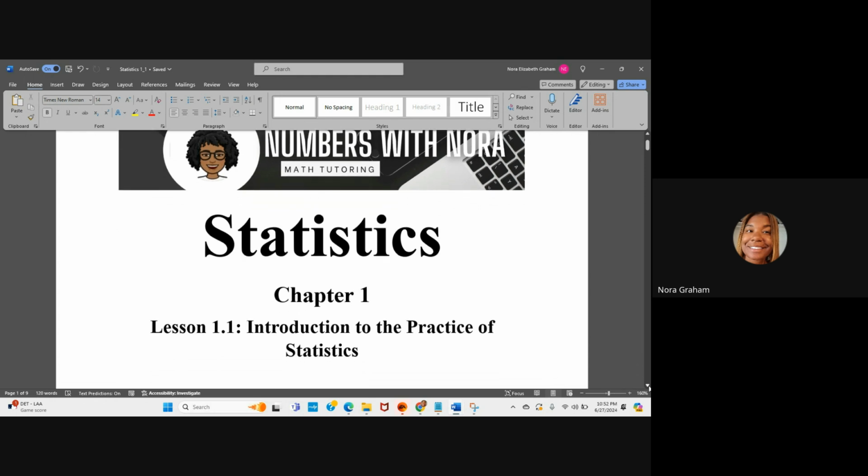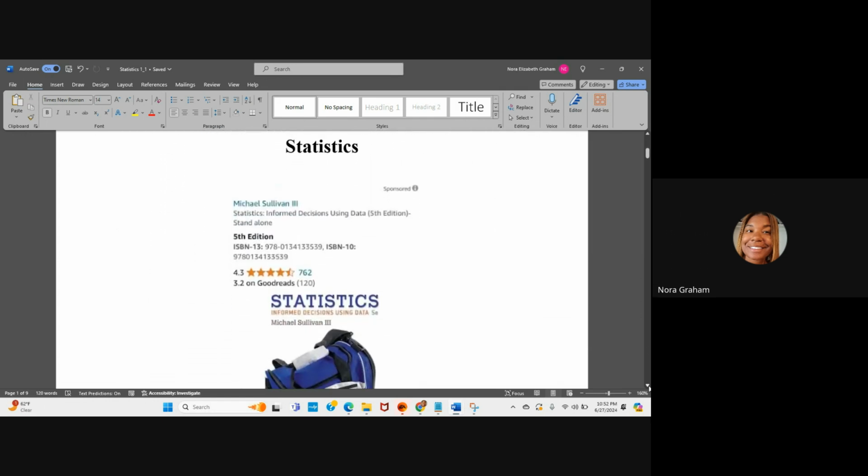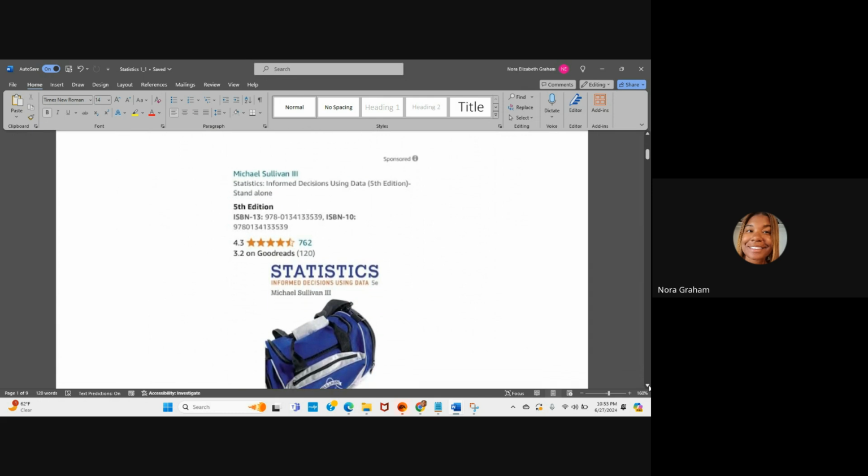Practice of Statistics. The book I'm going to be using is this one. It's called Statistics by Michael Sullivan, the 3rd edition. Here's the serial number and everything. If you would like to buy a hard copy or online, you're able to follow along. But if you're using any other basic statistics book, it should cover everything in there as well.